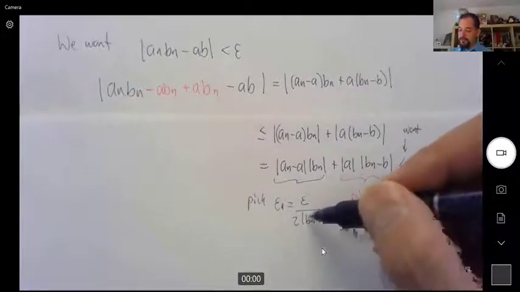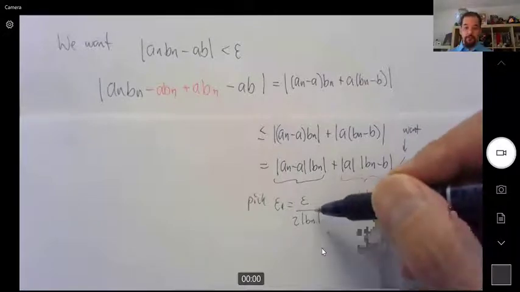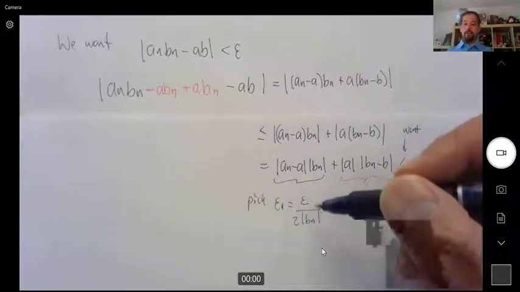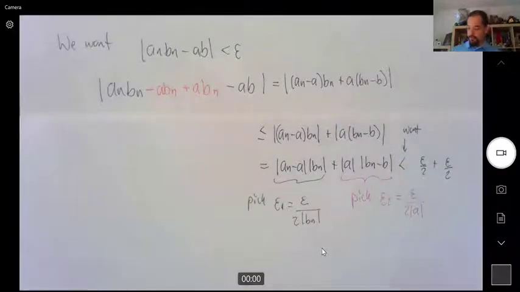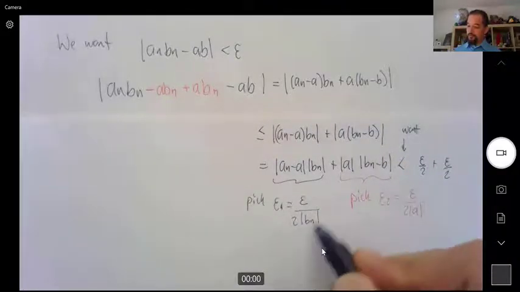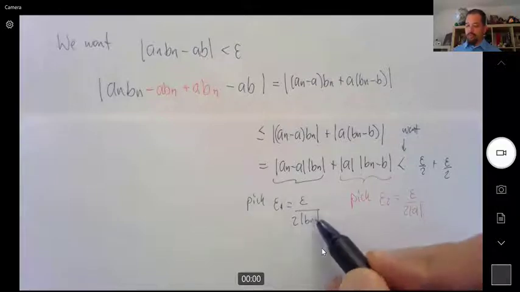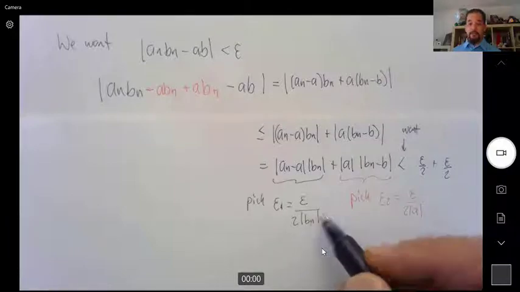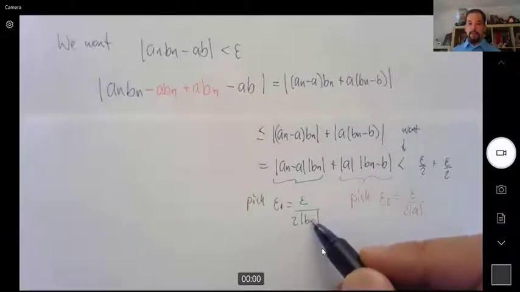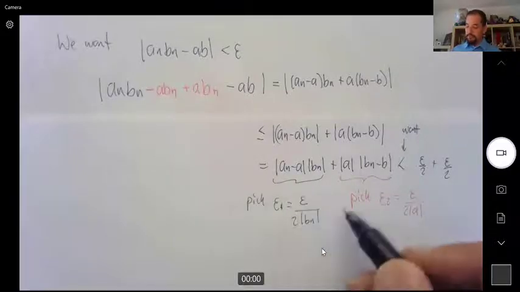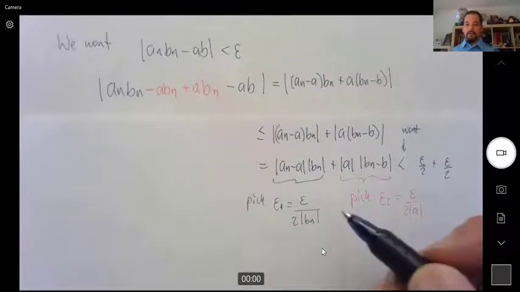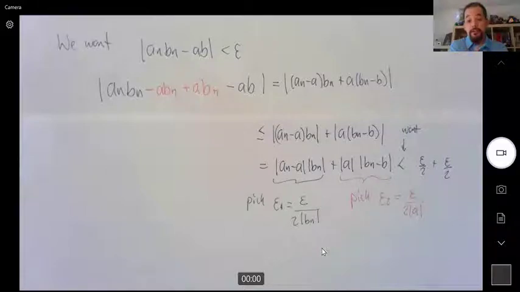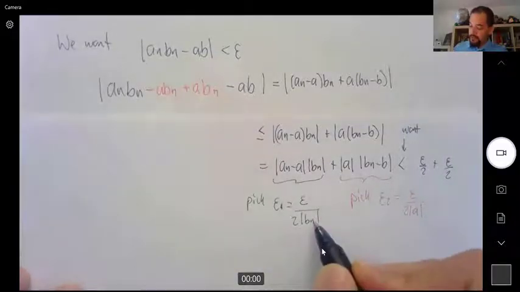But here, this is not a constant. This is changing. So to make it work, we need to consider the worst case scenario, right? So we're dividing by this. What would be the worst case scenario? The worst case scenario would be when this number is as big as possible, right? The bigger the Bn, the more problems I have. Because if the Bn is gigantic, then it forces me to pick something smaller and smaller and smaller, right? Remember, my epsilon-1 has to be greater than 0. So if the Bn is a sequence that goes to infinity, I'm in trouble.